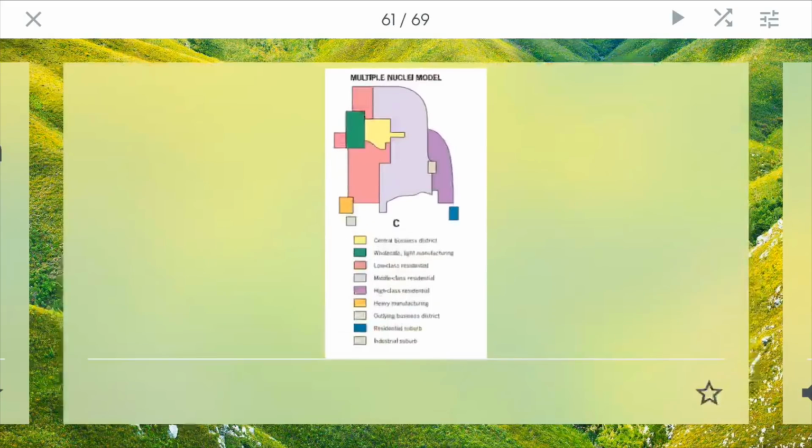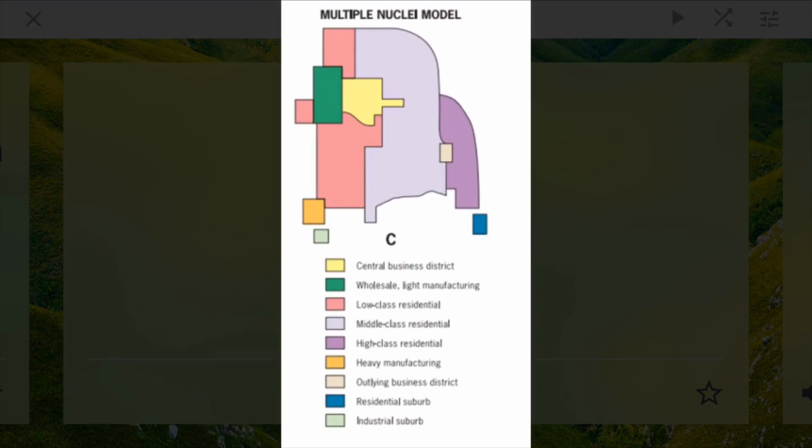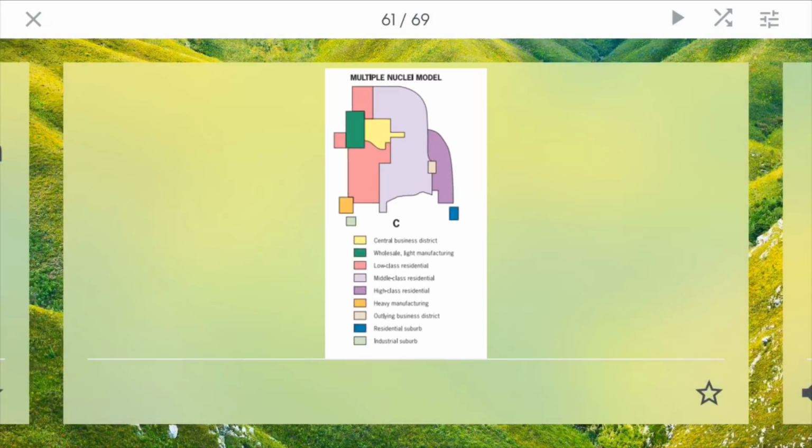There is an example of a multiple nuclei model. It's kind of like a sector model, except these shapes are even less circular. They're really formed based on where the social events are in a city.